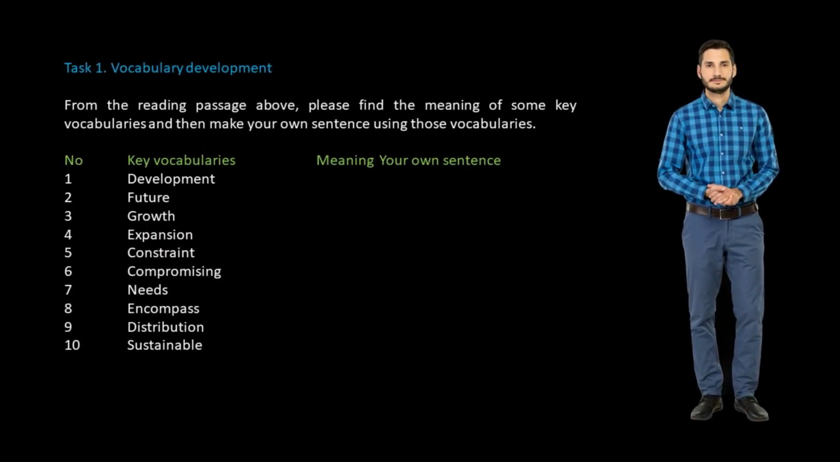Task 1. Vocabulary development. From the reading passage above, please find the meaning of some key vocabularies, and then make your own sentence using those vocabularies. 1. Development. 2. Future. 3. Growth. 4. Expansion. 5. Constraint. 6. Compromising. 7. Needs. 8. Encompass. 9. Distribution. 10. Sustainable. Please do the task. You can pause your video while completing the task.